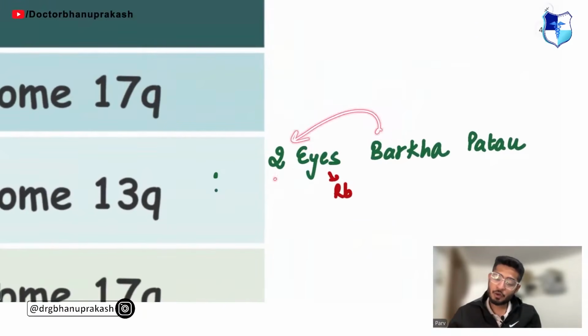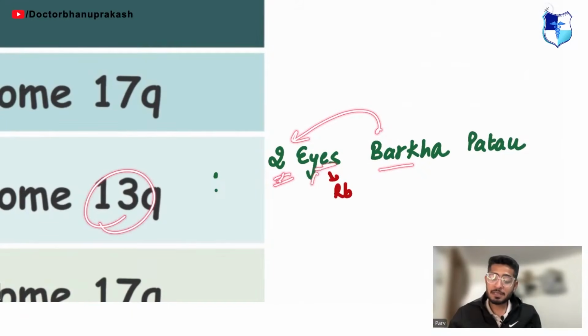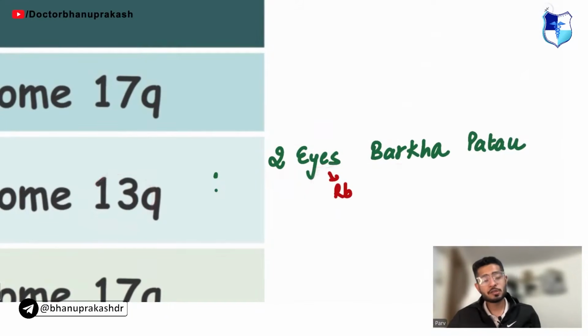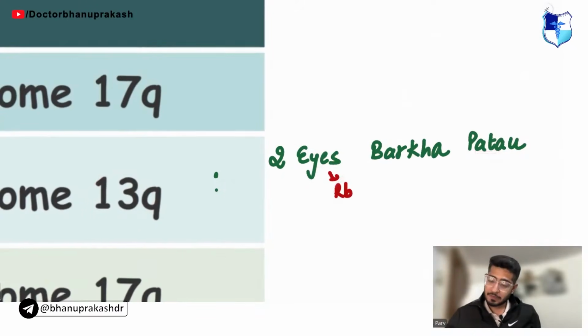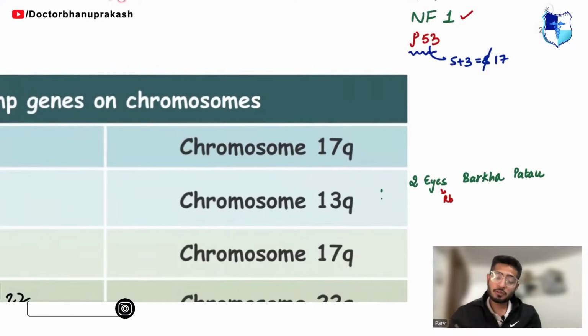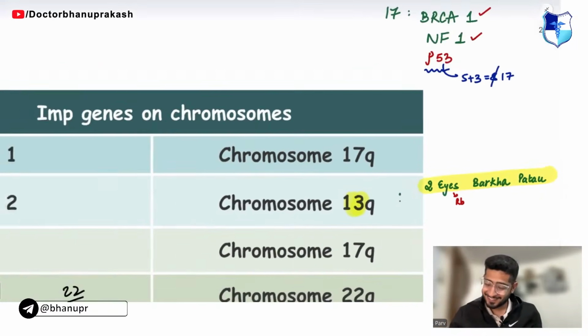Okay, BRCA with 2 eyes. BRCA2 is going to have 13. The 2 eyes mean retinoblastoma, and retinoblastoma is also going to have 13. And Patau is also going to have 13. So this is how you can remember: BRCA2, retinoblastoma, Patau, all 13. So this is 13, which you can remember.